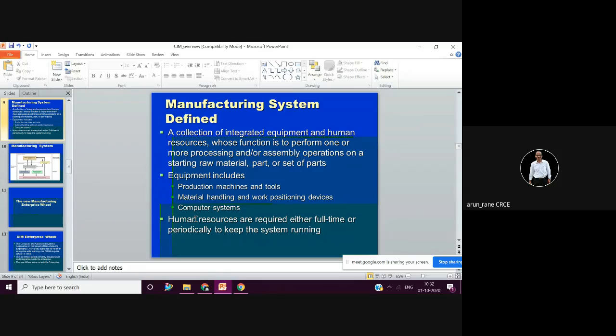So that is what a manufacturing system is, and it follows the principle of teamwork.